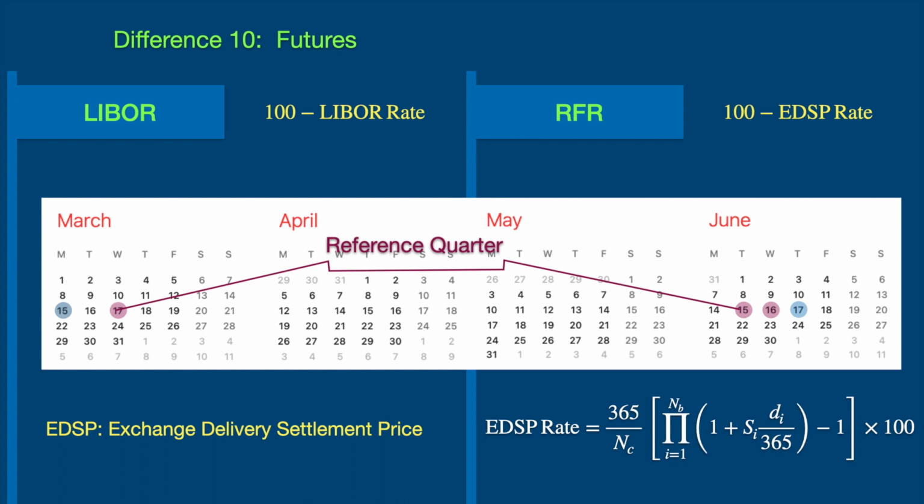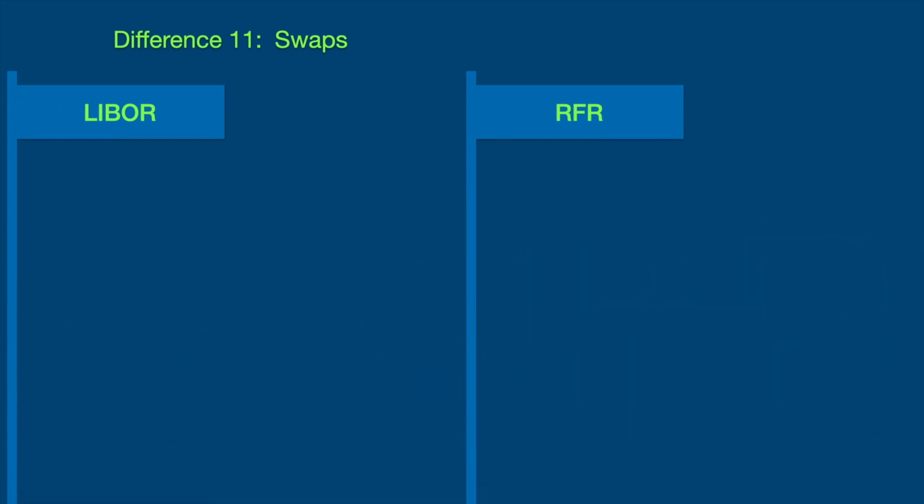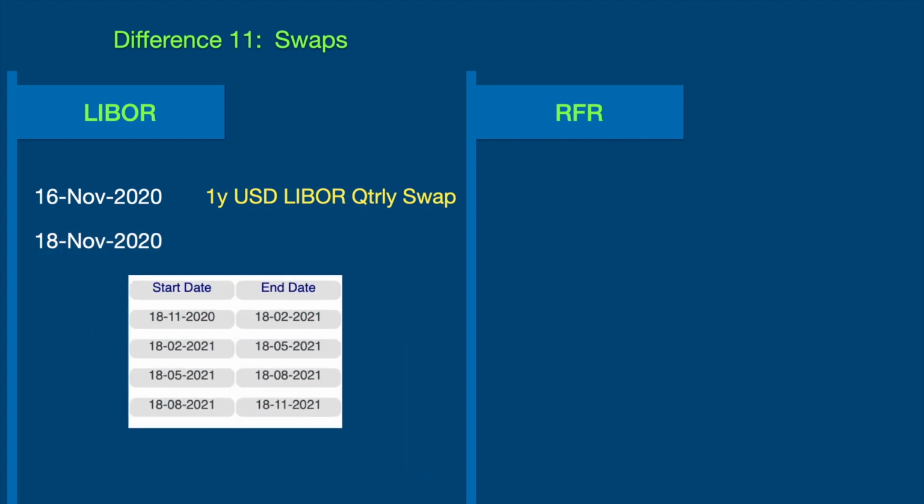Let's move to swaps then. Consider a quarterly USD LIBOR swap with 1 year maturity. Let's say we are trading this swap on the 16th. The common settlement period for USD is 2 days, so that's when the accrual starts. We will have 4 cash flow periods, and the start and end dates are easy to calculate.